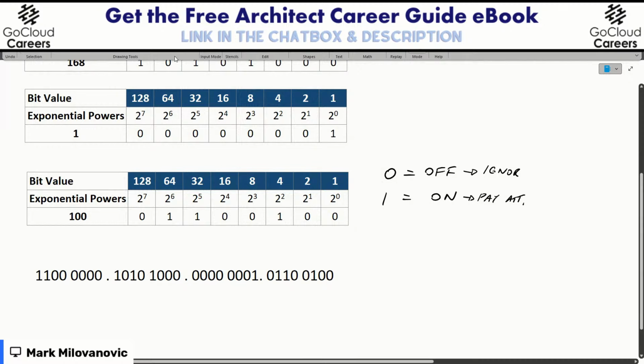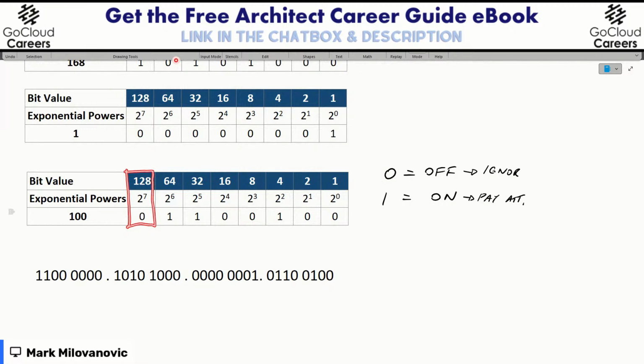So we said that 0 means ignore, right? So we're looking at the first value here. 0 is ignore, so we don't care about it. Let's get rid of it. That one is done. I'm looking at the next value, which is 64, and it's on. So I want to pay attention to that. Let's write down 64 here. Next, I'm looking at 32. 32 is turned on, right? Because we see the 1. So I want to pay attention to it, so I'm going to write it down here.